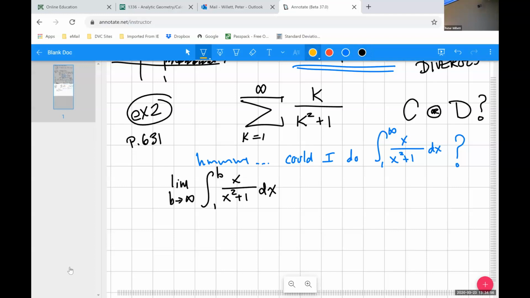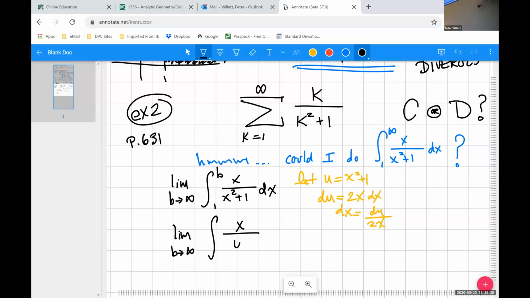And then in order to do that, I would use a u substitution where I let u equal to x squared plus 1. So then du is equal to 2x dx, or dx is equal to du divided by 2x. So then that allows me to do a substitution. So I do the limit as b goes to infinity. And then I have x in the top and u in the bottom. And then dx gets replaced with du over 2x.